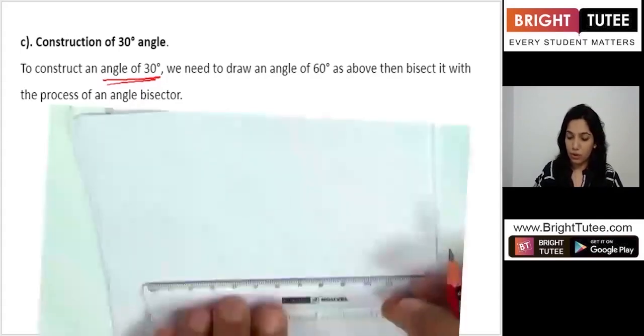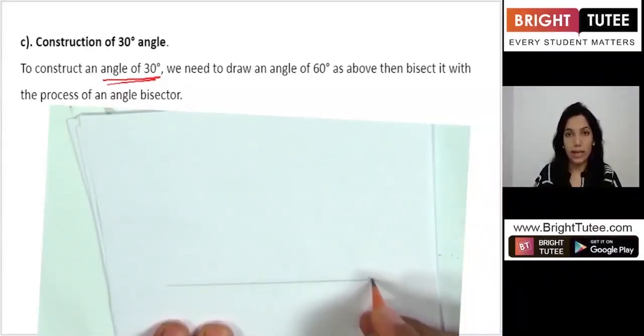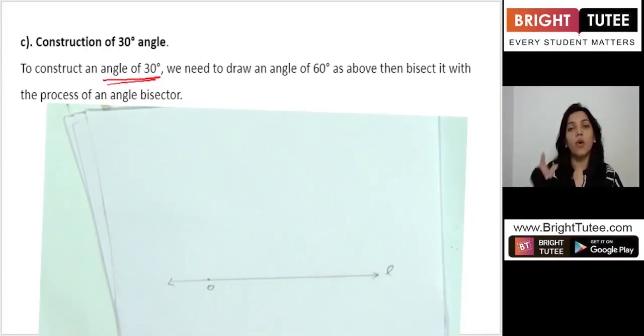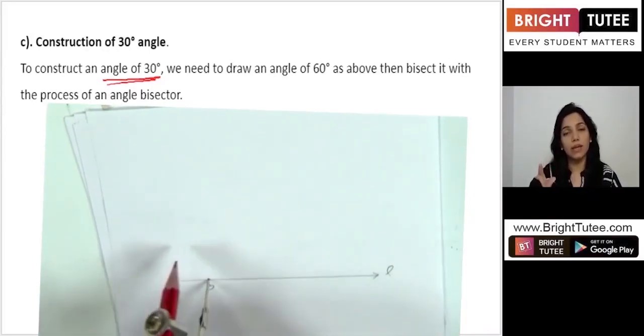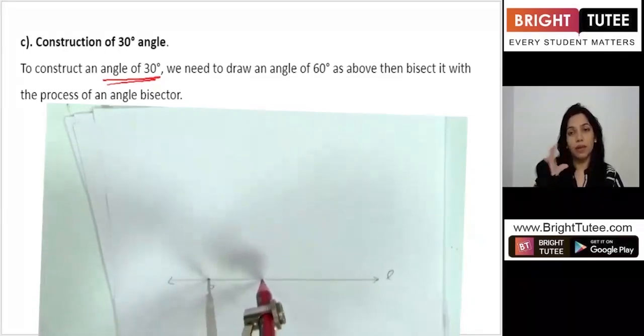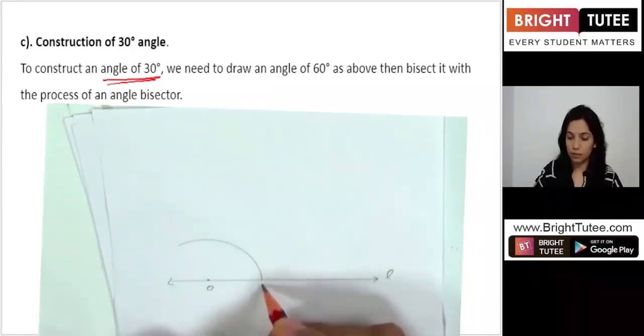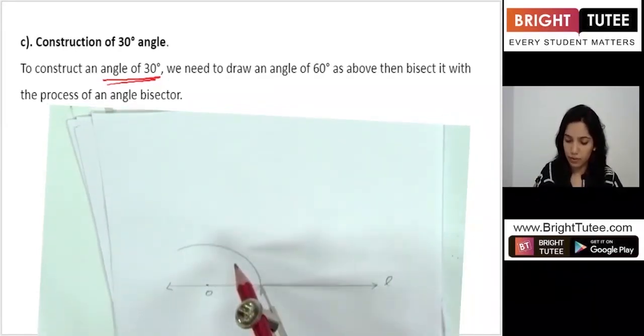So how do we do? First of all, we need to draw a line L. We mark a point O on this. Take any opening for your compasses, any opening, right? Then you make a big arc on this particular line L cutting at point A.